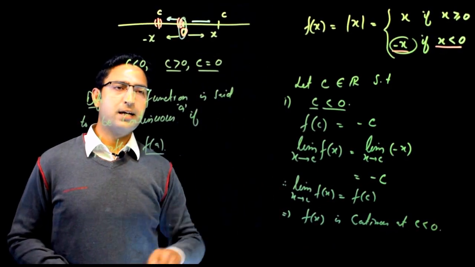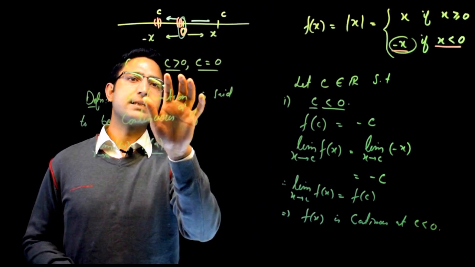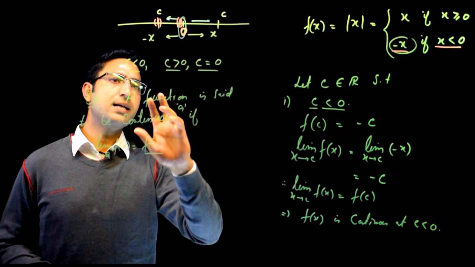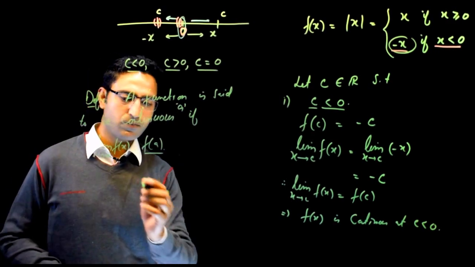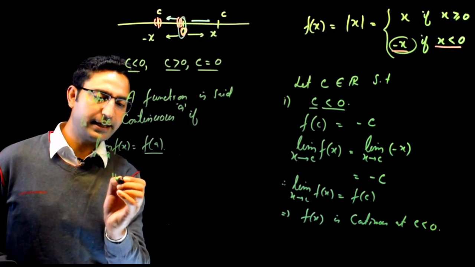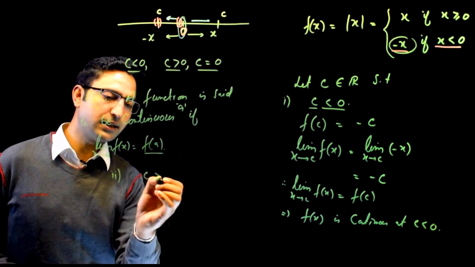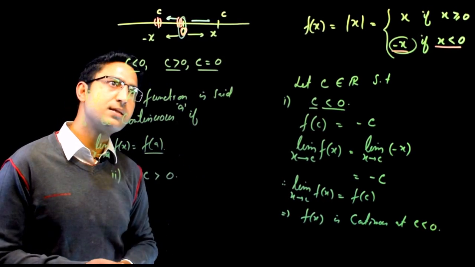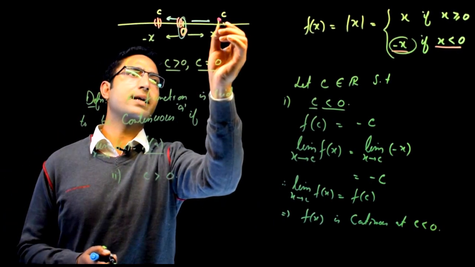Now, there are two more cases: when c is greater than 0 and when c is equal to 0. So let us discuss the second case. Let me take the second case here, c greater than 0. When c is greater than 0, that means c is somewhere here.